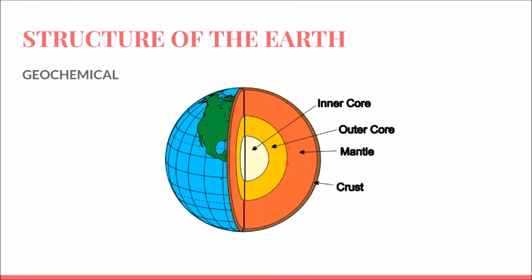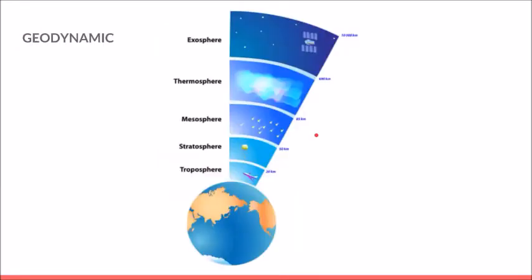The second part is the mantle, that is the thickest layer and is made up of semi-molten rock called magma. In the upper part of the mantle, the rock is hard, but in the lowest it starts to melt. Finally, we have the crust, that is the outer layer and it's made up of solid rock. And we have the geodynamic model that is divided in six parts.